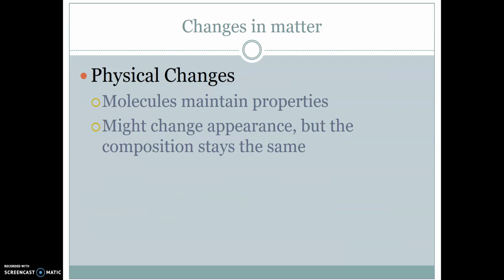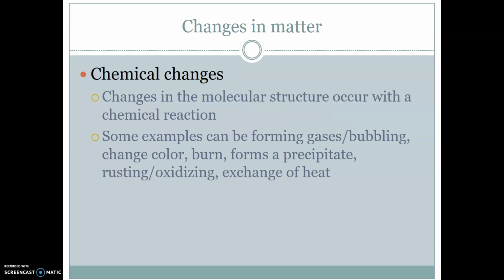Physical changes are changes where maybe the appearance changes, but the overall composition stays the same. The molecules themselves maintain their original properties and are still bonded with the same atoms. On the other hand, chemical changes result in a change in the molecular structure. So things like bubbling and changing color can sometimes be indicators, not always, but sometimes. Whenever things are burning, if you form a precipitate, which is a solid, whenever there's an exchange of heat, those are some examples of chemical changes.